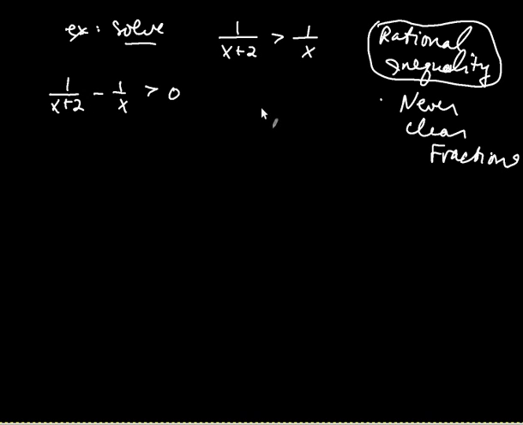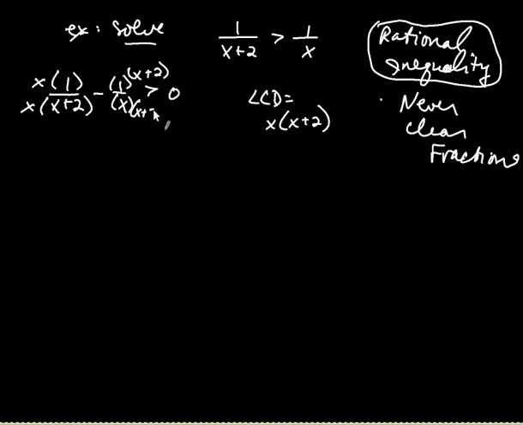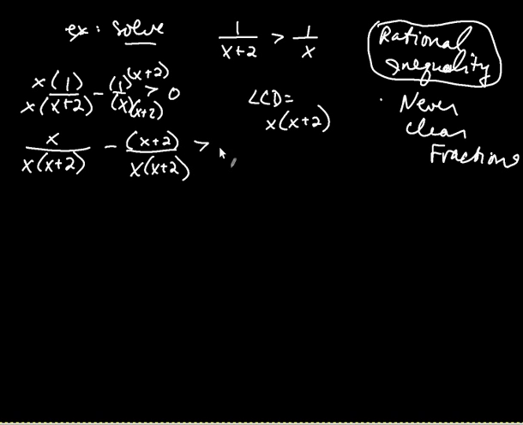So the LCD is x multiplied by x plus 2. So I need to multiply top and bottom of this by x, and top and bottom of this one by x plus 2. So here we go. This is going to become x divided by, and we'll leave this factored, x times x plus 2. And the next one's going to be minus, well, we have parentheses, x plus 2 times 1, and the denominator is x times x plus 2. And that's greater than 0.